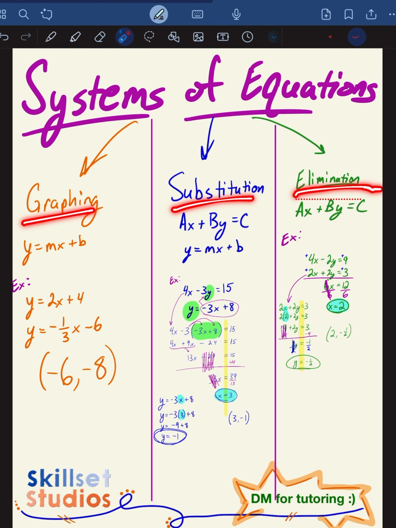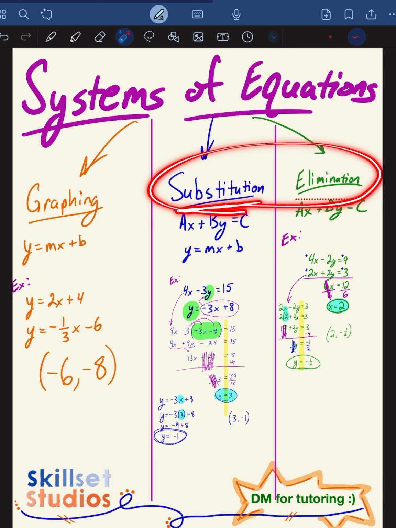And so that's a basic example with each of those methods explained. However, substitution and elimination can get a bit more complicated sometimes, so stick around for more videos with detailed examples of those.